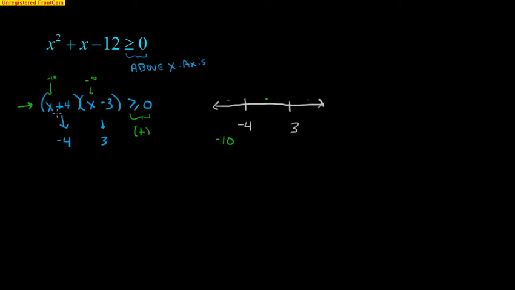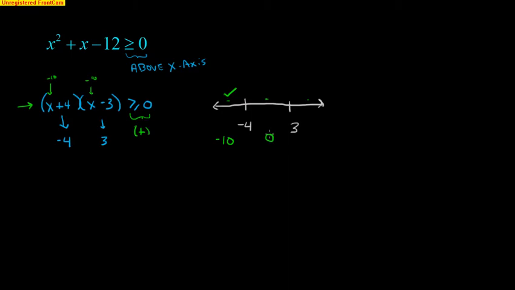So if I plug in negative 10 right here, that's going to give me negative 10 plus 4, which is a negative number. Negative 10 minus 3, that's a negative number. Well, what's a negative times a negative? That's positive. So that actually works. So this interval works.